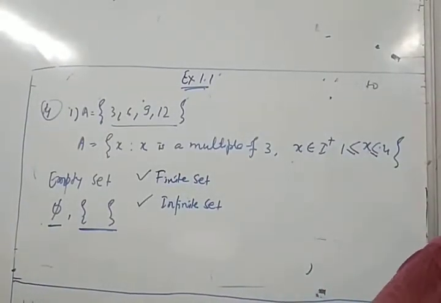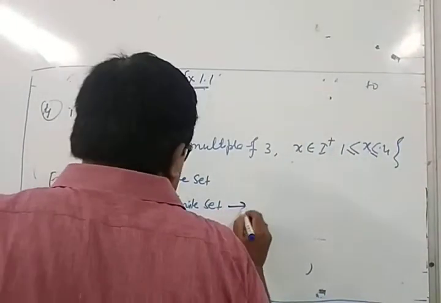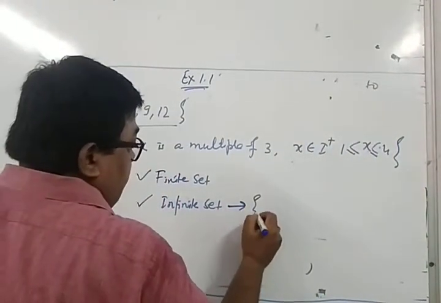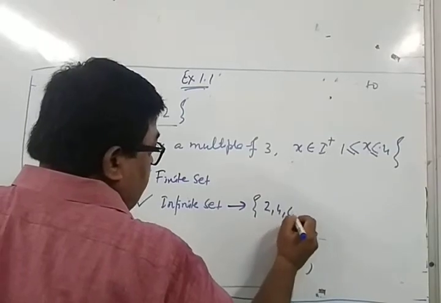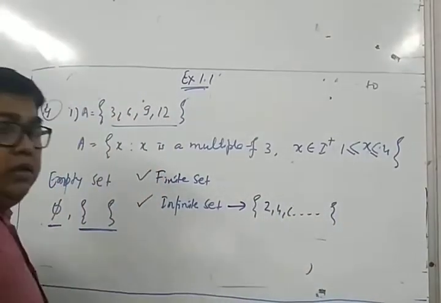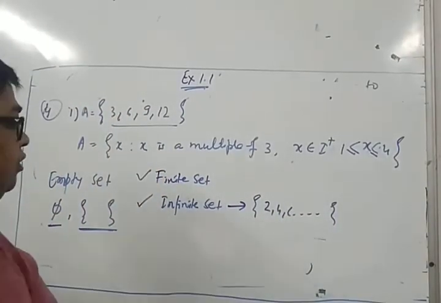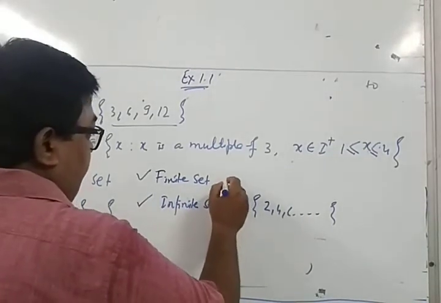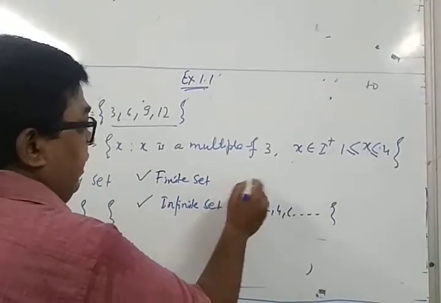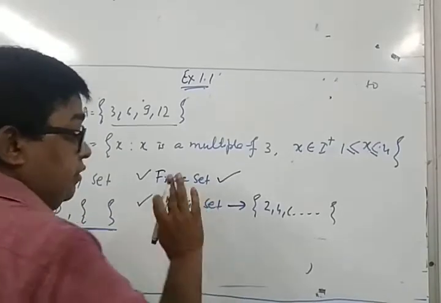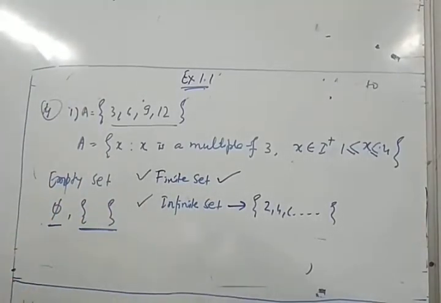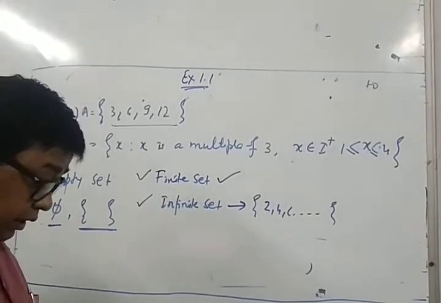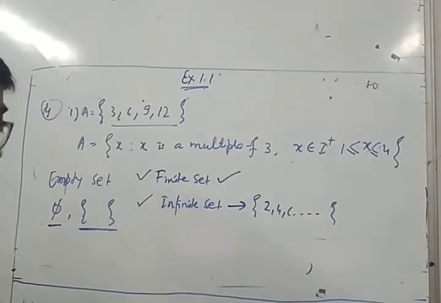For example, the set of even numbers 2, 4, 6 is infinite. The set of the population, the people living in India, is fixed, it is counted, it is limited, so this is a finite set. The next is equal set.